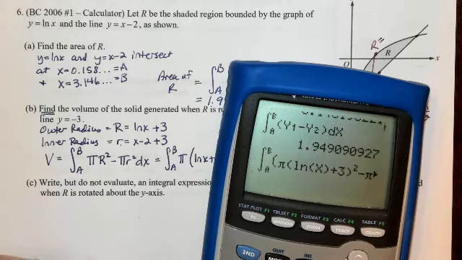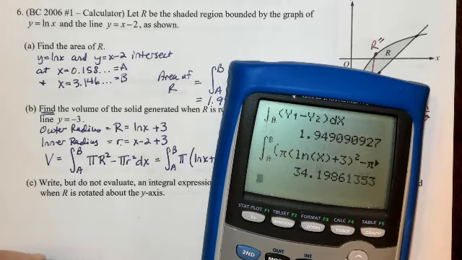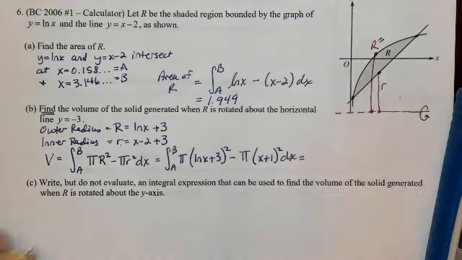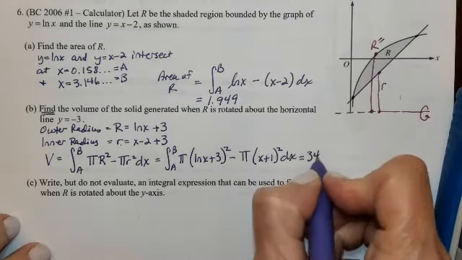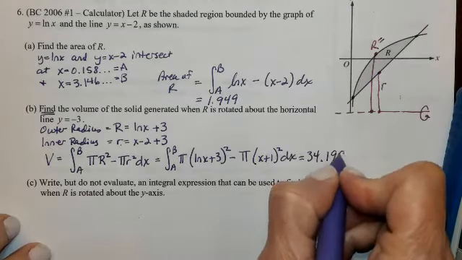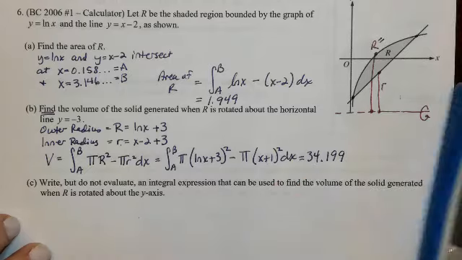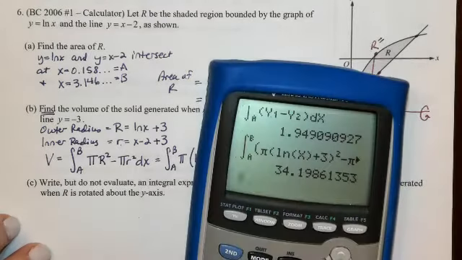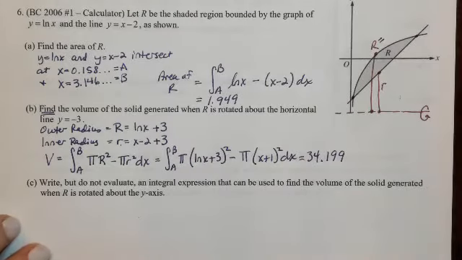Okay. See if this looks right. 34.19. I'm going to round that last one to a 9. Okay. All right, part C.